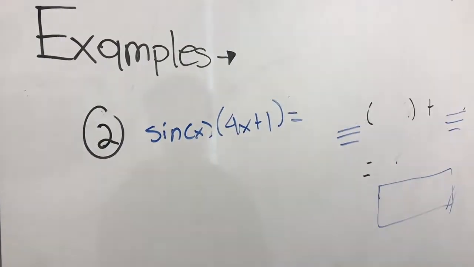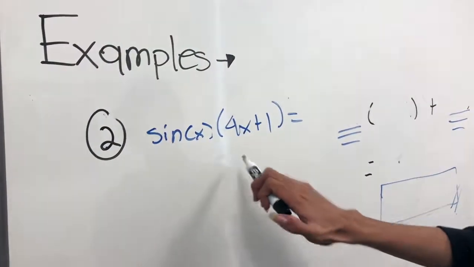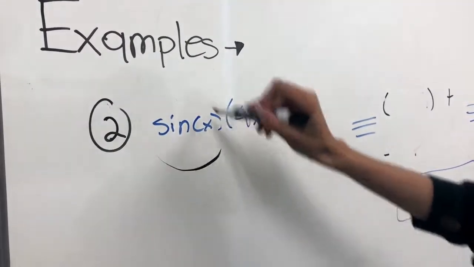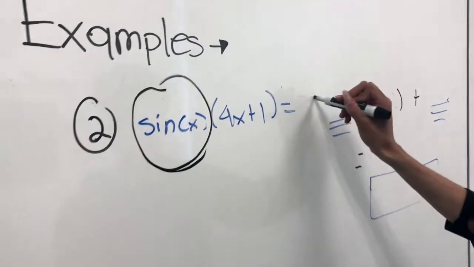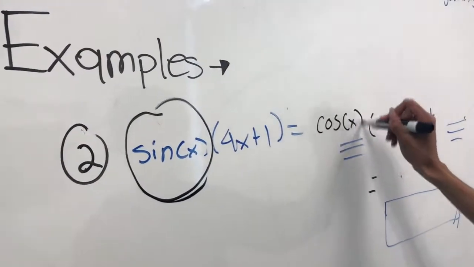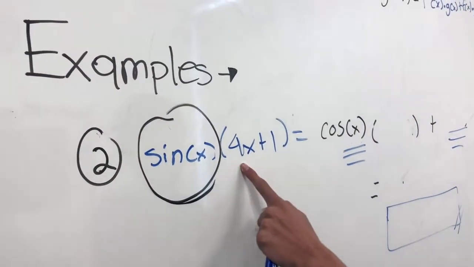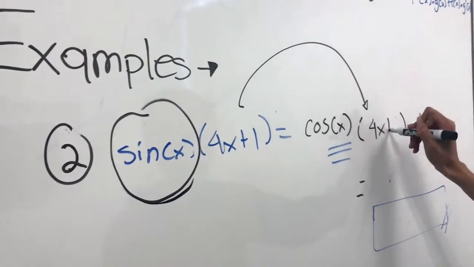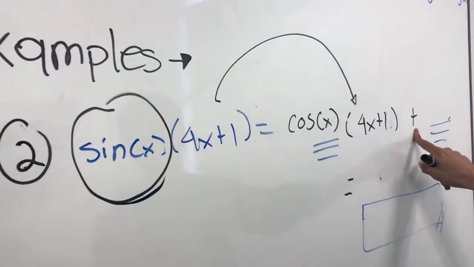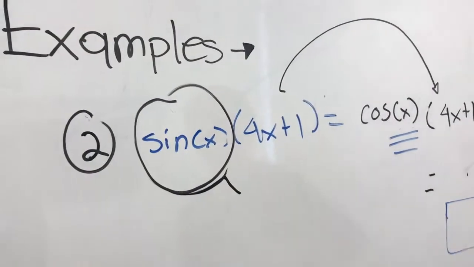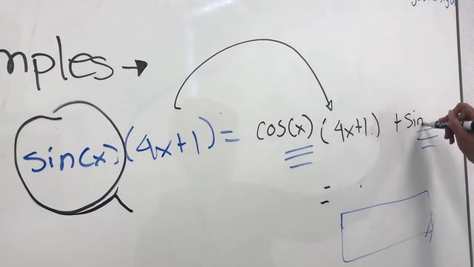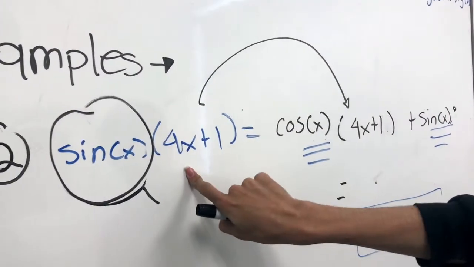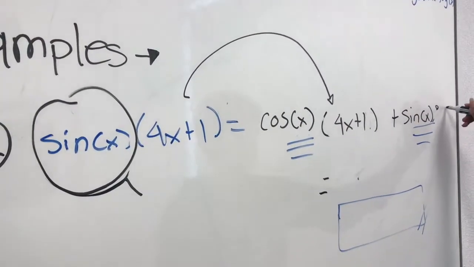Here is another example. We have sine of x multiplying 4x plus 1. We want to get the derivative first of sine of x, which is going to be cosine of x, times the non-derivative, so we pass this as it is, 4x plus 1, plus the non-derivative, so sine x goes here, times the derivative of the second one, which would be 4.